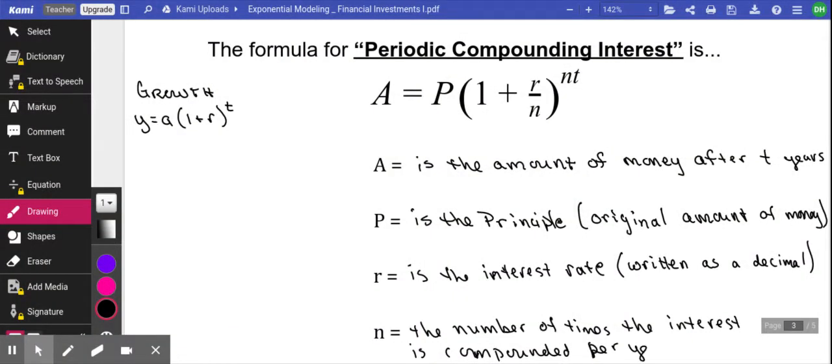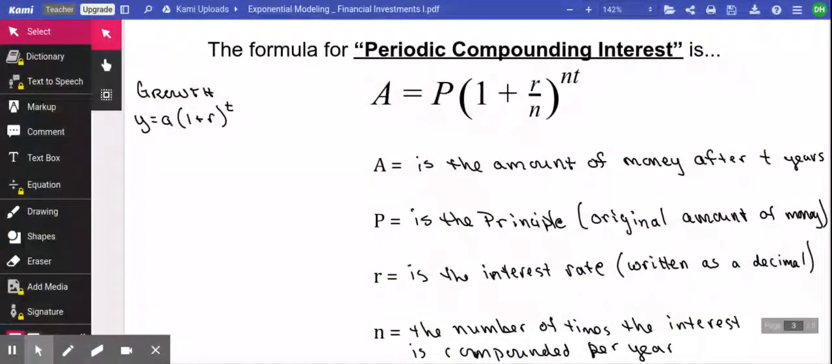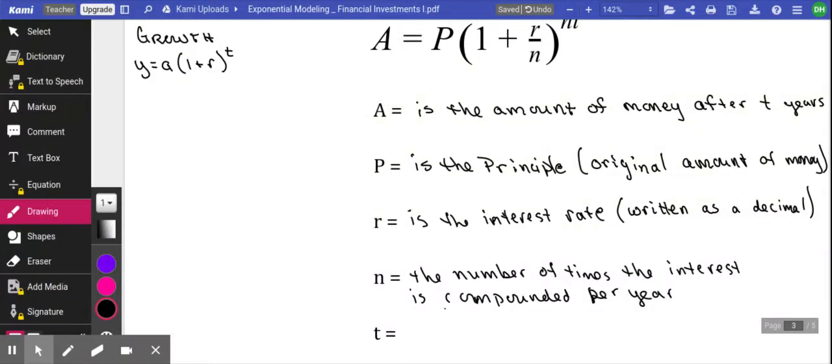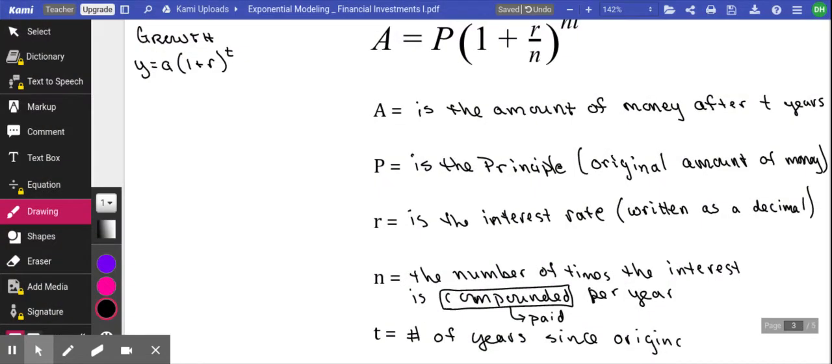Per year. Well, my handwriting's not the sharpest today. So the number of times the interest is compounded, or another word for compounded, if you want to think of it this way, is paid. The number of times the interest is paid out from the bank to your account each year. And of course, T will be the number of years since the original deposit or investment.